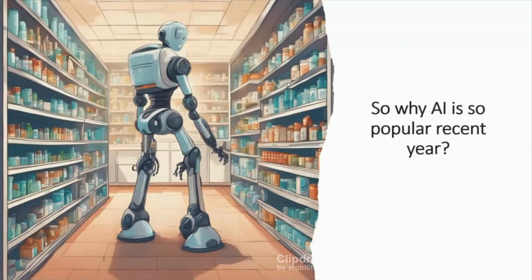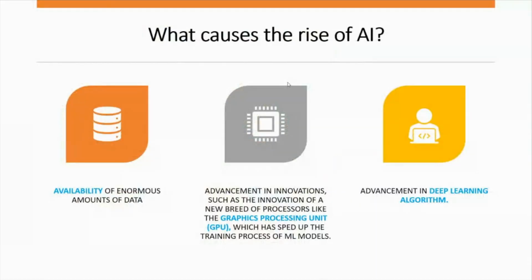So come to another question. Why is AI so popular in recent years? Normally people will tell you that there are three reasons. First is the availability of an enormous amount of data. Everybody has a handphone already. With a handphone you can snap everywhere. You can turn data into digital anytime. So the advancements of these digital devices help you to produce a lot of data.